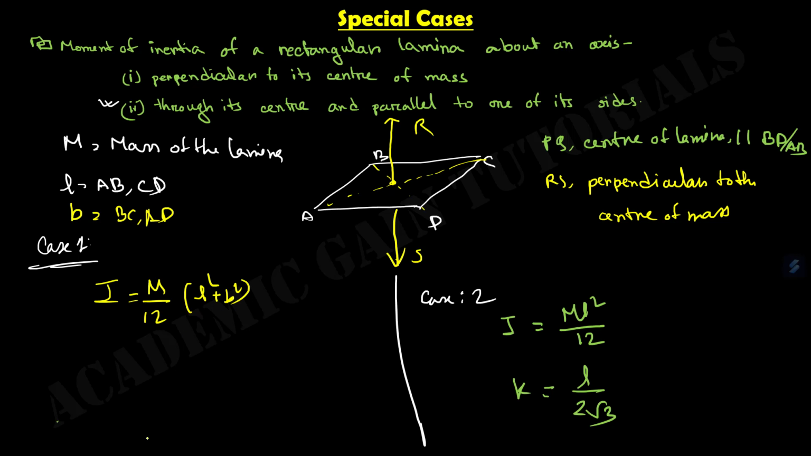And what will be the radius of gyration of this first case? The radius of gyration will be half of the root over L square plus B square by 3. So this is the first case of the moment of inertia of a rectangular lamina, where the axis is perpendicular to its center of mass.